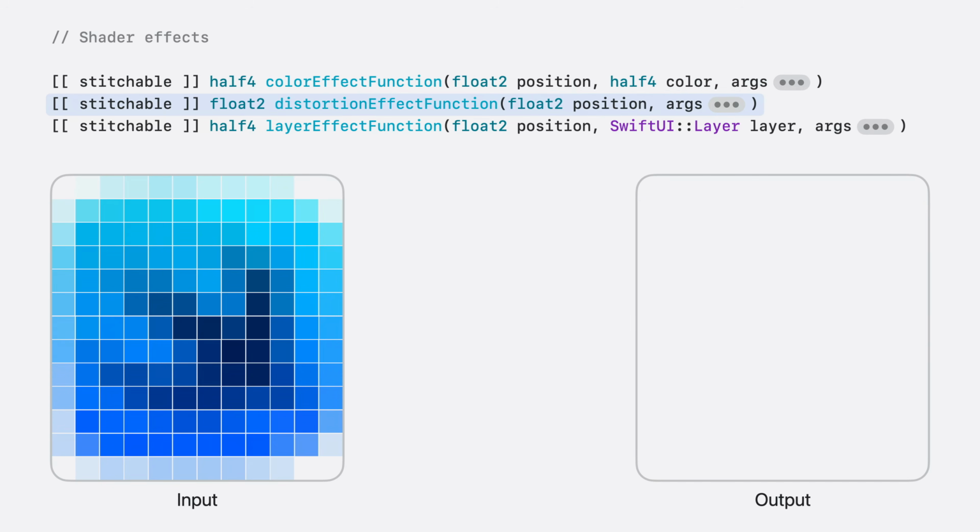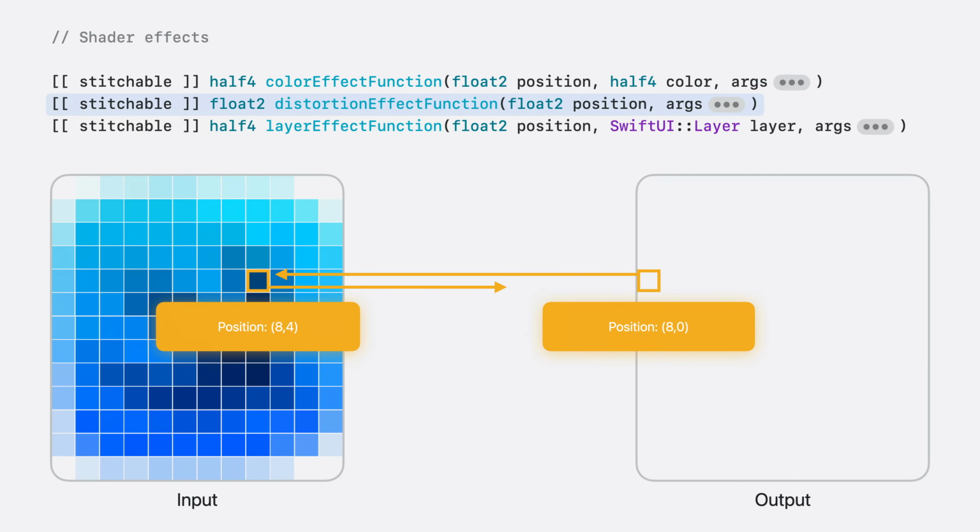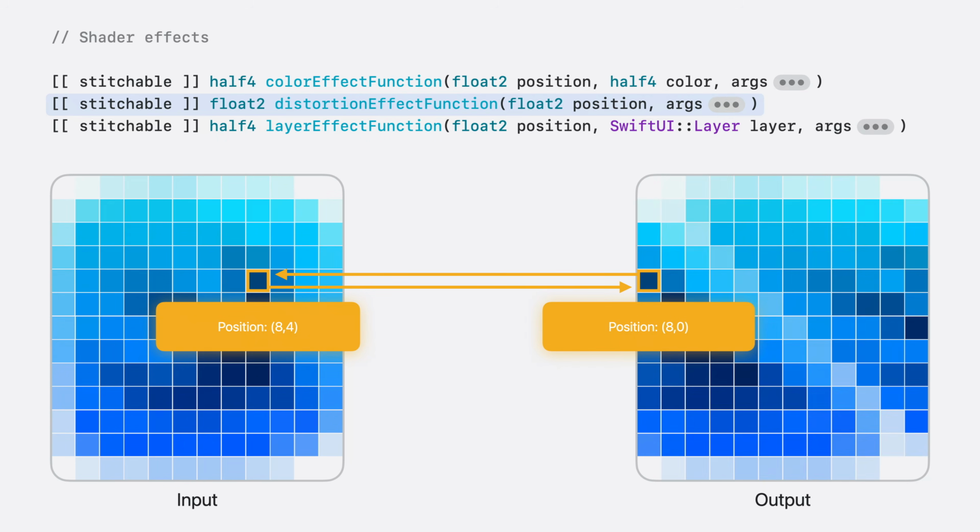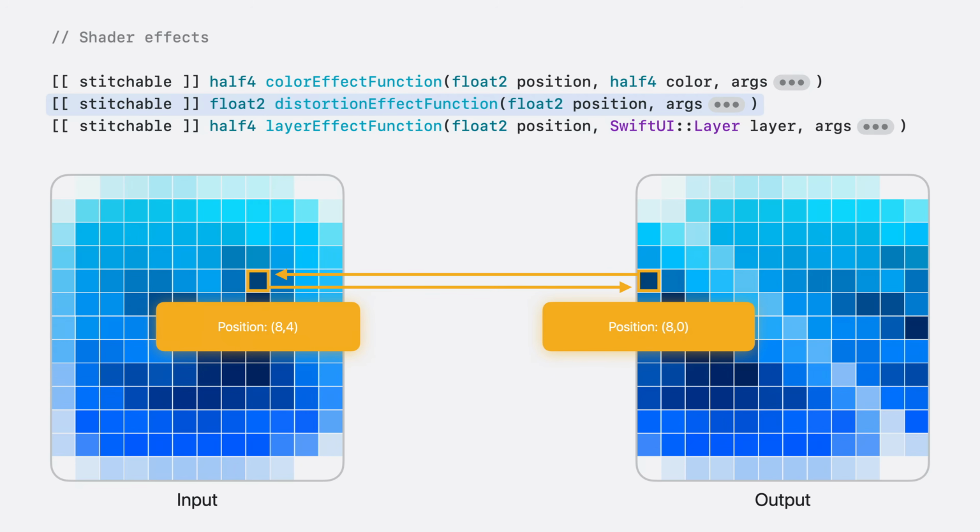Distortion effect works differently. Instead of expecting a color at a certain position, the distortion effect function takes the existing position and returns a new position that SwiftUI will sample from the original image. There's no pixel color involved. You tell SwiftUI, I want this position's color to follow that position's color. This is useful for geometric effects like the shear effect shown here.